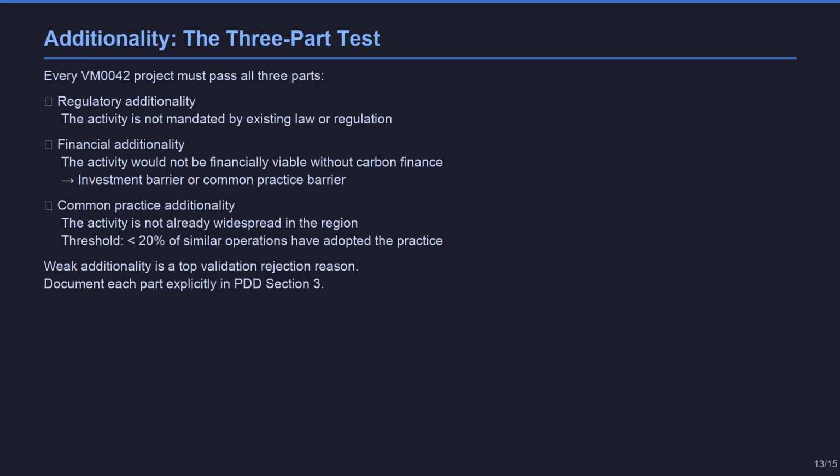Second, financial additionality. The activity would not be financially viable without carbon finance. This is typically demonstrated through an investment barrier argument or a common practice barrier argument. Third, common practice additionality. The activity must not already be widespread in the region. A rough threshold is that less than 20% of similar operations have adopted the practice without subsidy. Weak additionality is consistently among the top reasons for validation rejection. Document each part explicitly in PDD Section 3.